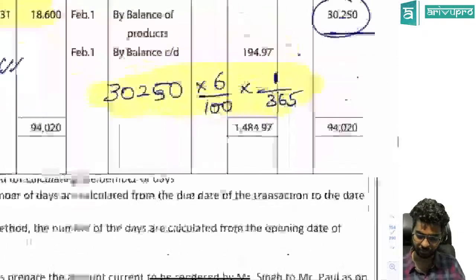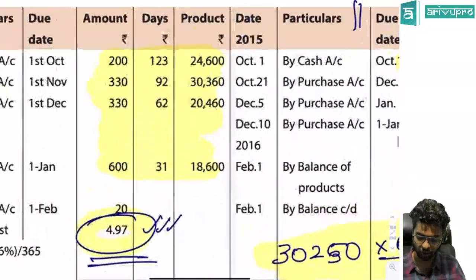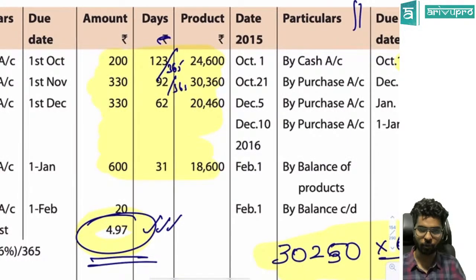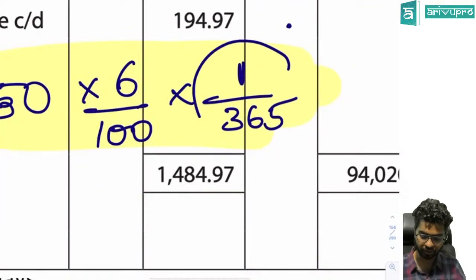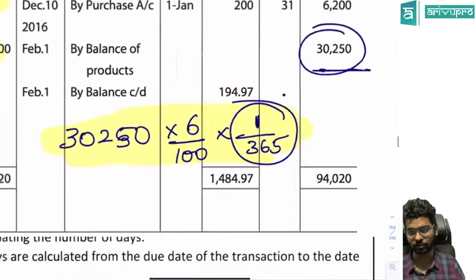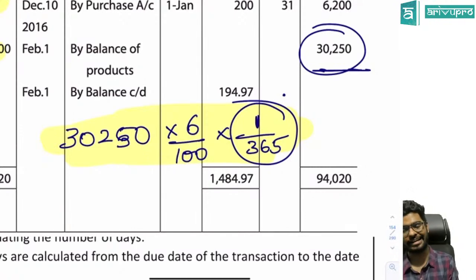Jummy, see here, in the previous question and all, I used to always do 123 divided by 365. Now when I do a product method, instead of doing it individually, I divide the total by 1 by 365. That's why it's called the product method, because I'm taking the entire sum towards the end.